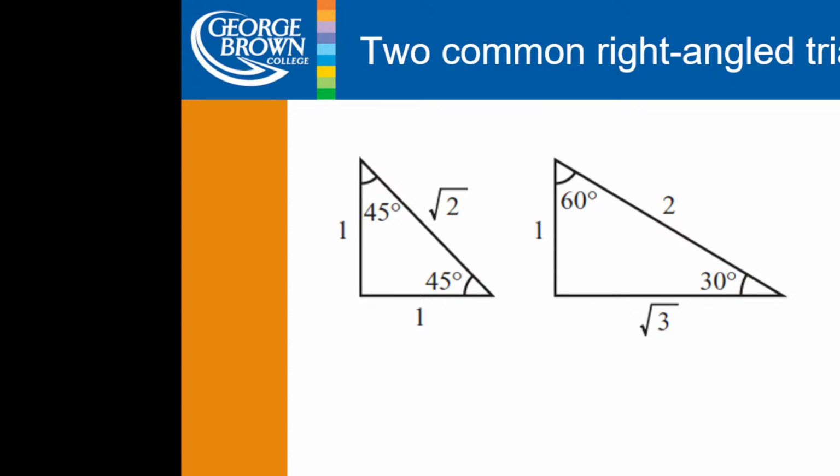A 1, 1, root 2. 1, 1, root 2 triangles have 45 degrees, right? By the way, they're all right angles. Okay, they're not like funky different triangles. A 1, 2, root 3. If you remember that one, then you know that there's 60, 30, and 90 degrees. A very nice triangle.